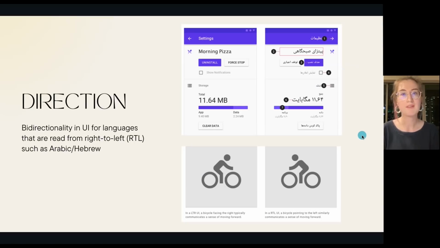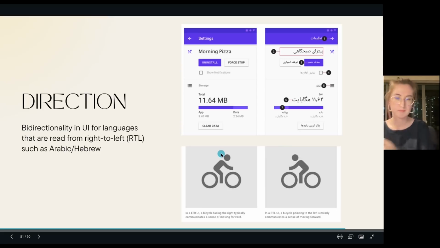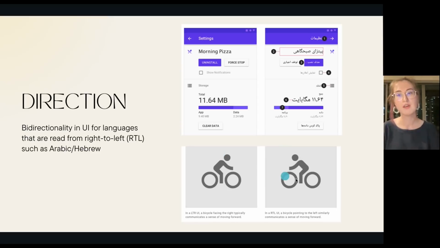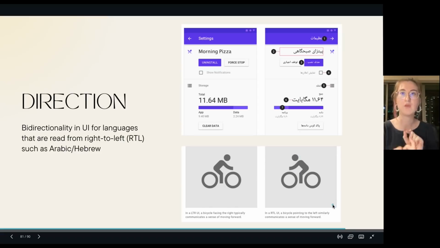But talking about direction, it's not always just buttons and alphabets that might be flipped when you're designing for a different audience, but anything that includes motion as well. So this little guy on a bicycle, in left to right languages, he's facing that direction to indicate motion. And then maybe in a Hebrew or an Arabic interface, the little icon will be flipped.